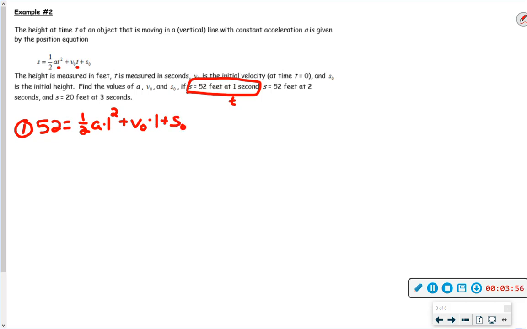Okay, so I'm going to, of course, simplify those. 1 squared, I mean, who needs 1 squared? 1 squared, 1 times a half. Let's make it look nice. Who needs v sub 0 times 1? I'm just going to leave it v0 and then s0. So there's my first equation.